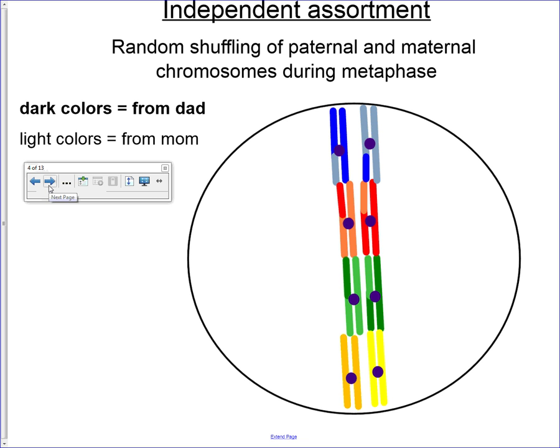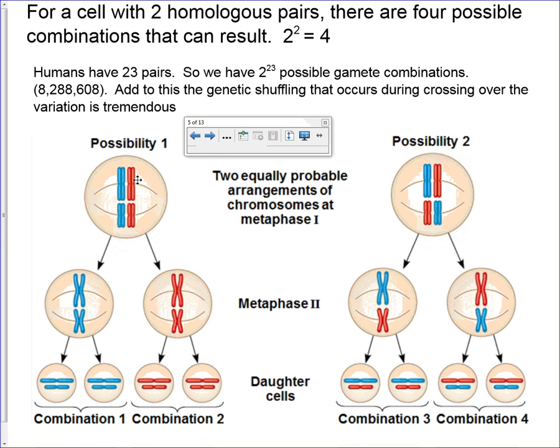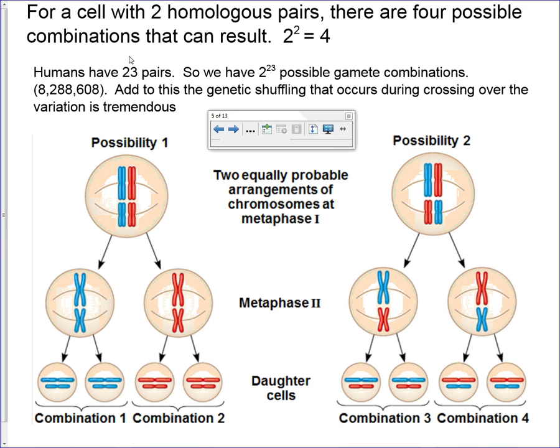And that's how you get this really great genetic diversity. So here's an example of this happening. For a cell with two homologous pairs, there are four possible combinations that can result. One possibility of meiosis occurs here and will result in two possible combinations. Here's another possibility, which will result in two other combinations. So a total of 1, 2, 3, 4 combinations is possible. That's for a cell that only has two homologous pairs.